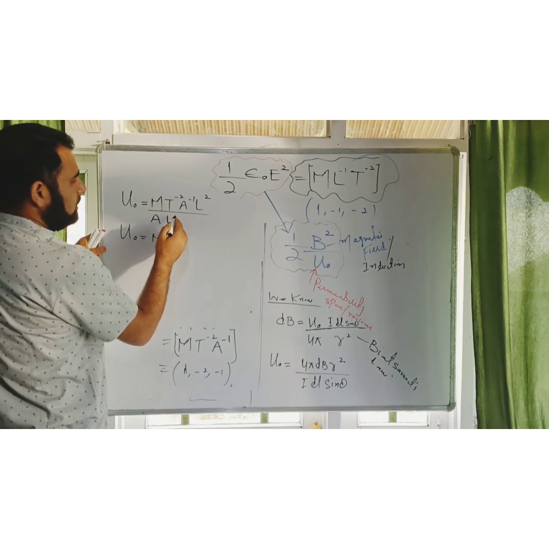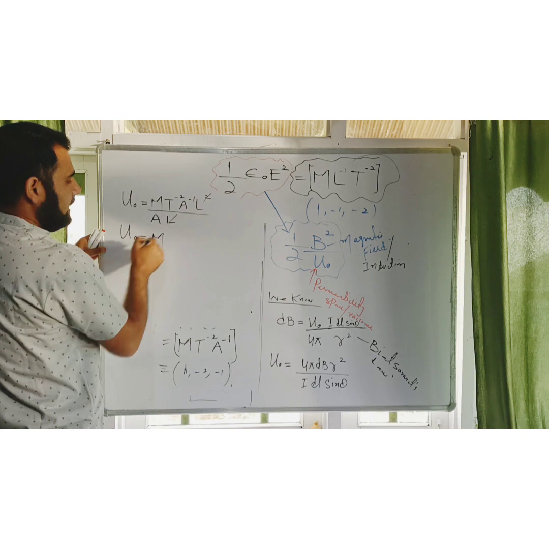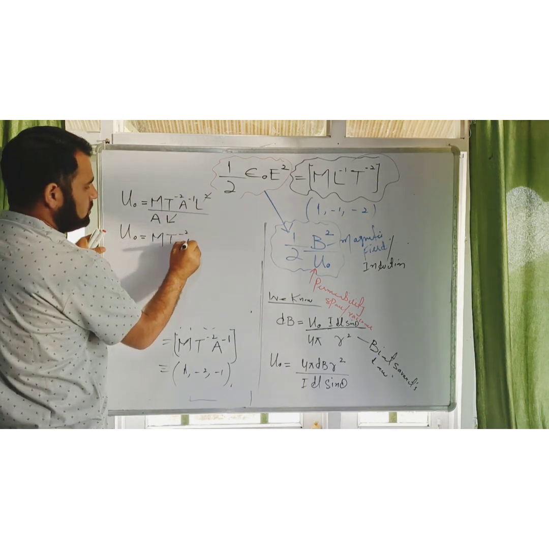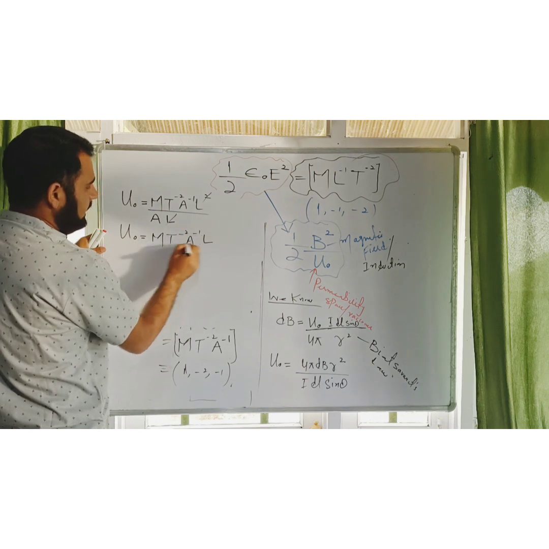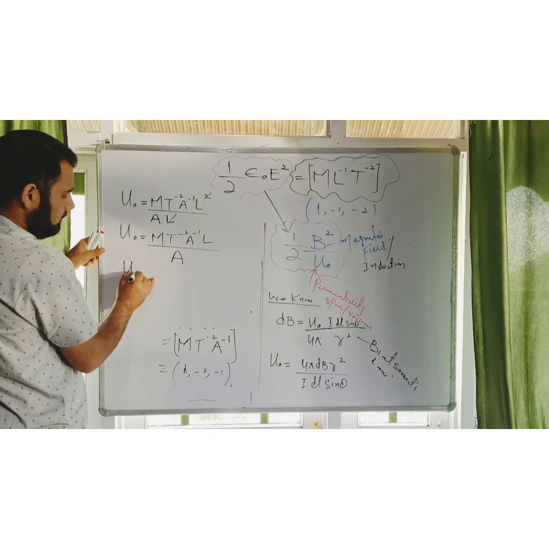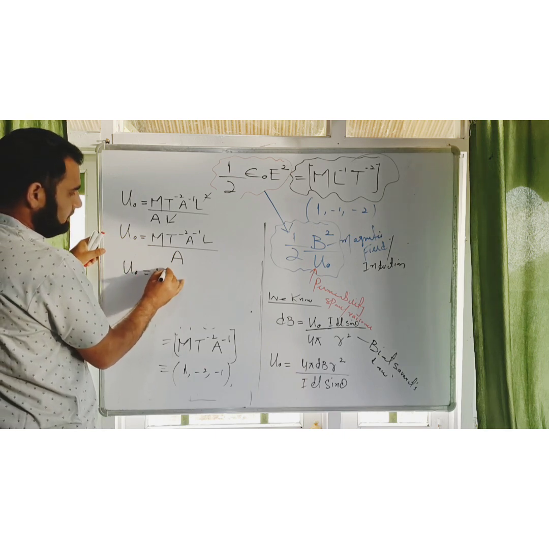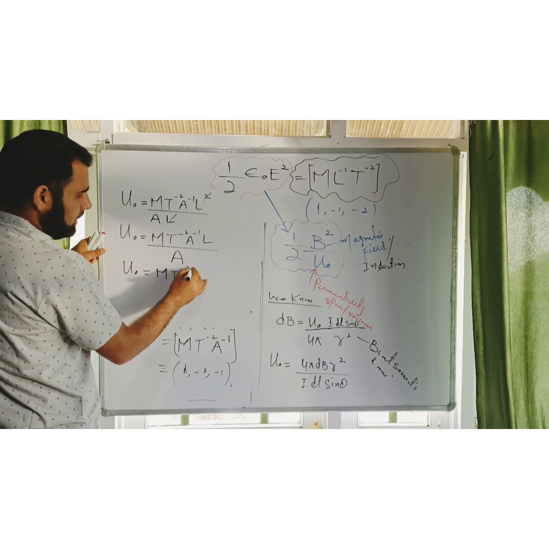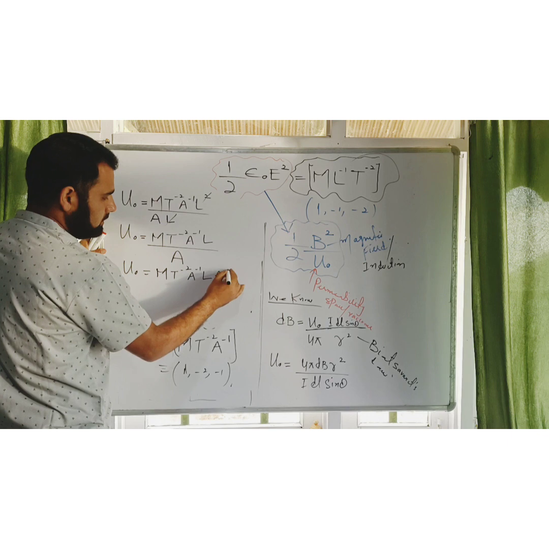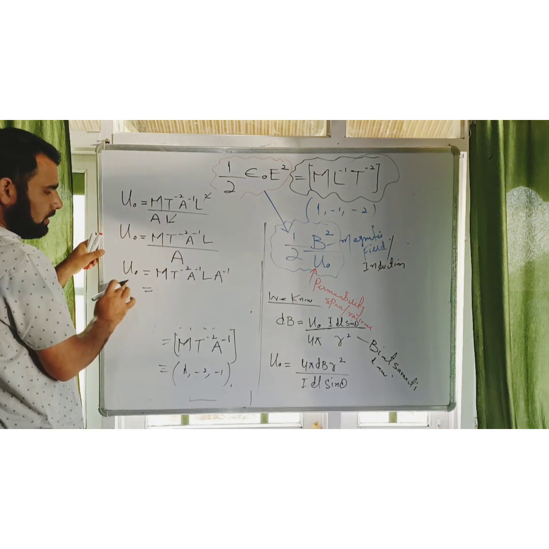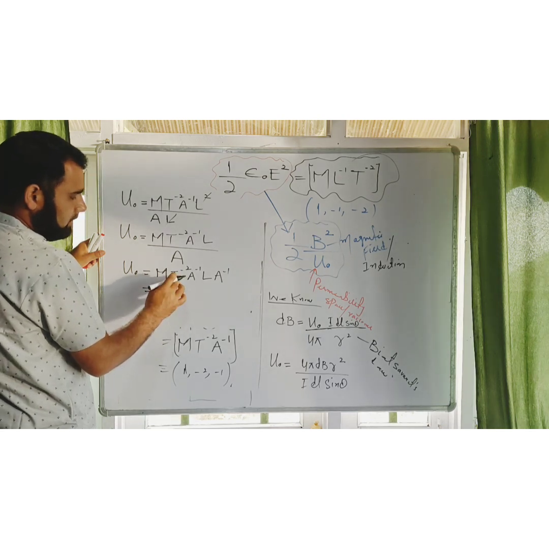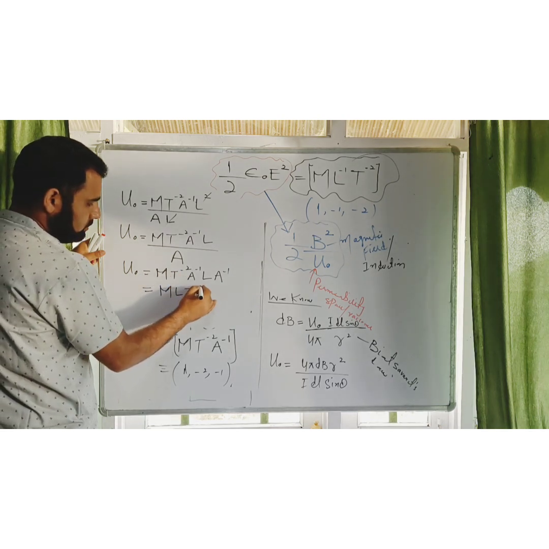Okay, here you can check: the L and L go out. So it is M T raised power minus 2, A raised power minus 1, L. Here we are left with A. Giving it the final shape, it is M T raised power minus 2, A raised power minus 1, L. Shifting this A to the numerator, it is A raised power minus 1. So the dimensional formula of permeability of vacuum is M L T raised power minus 2.